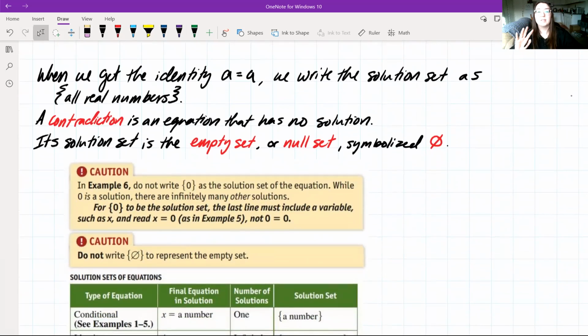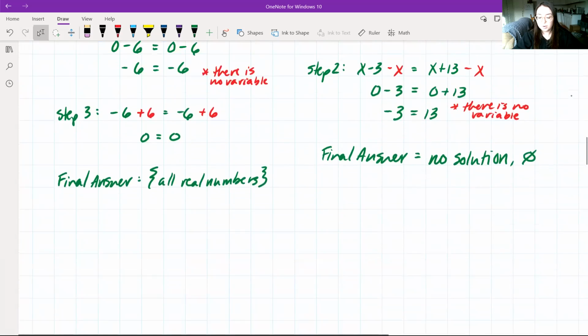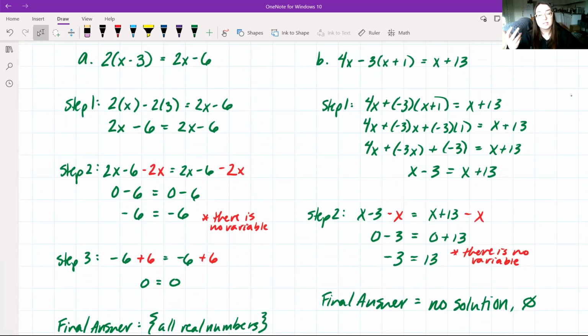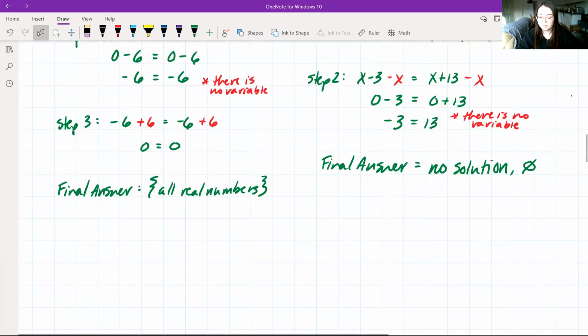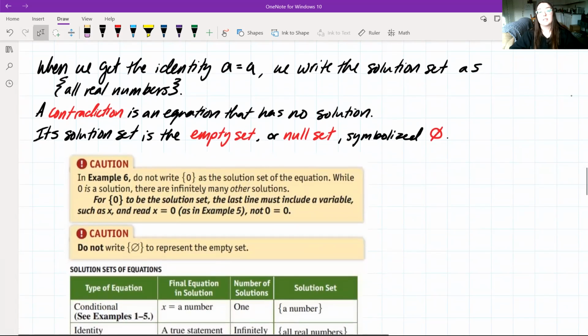So just highlighting the details of these last two problems, when we get the identity a equal to a, or some constant equal to the same constant, we write the solution set as all real numbers. We write our curly braces, and in between we write all real numbers. A contradiction is an equation that has no solution. So our part B in example 1 in this case was a contradiction because there was no real solution. That's why its solution set was the empty set or the null set, which is symbolized as an O with a backslash through it.